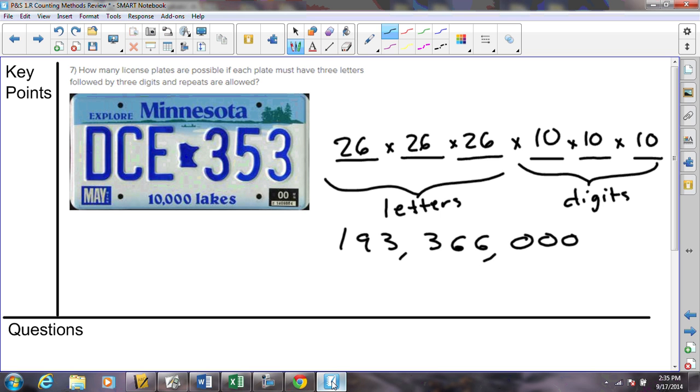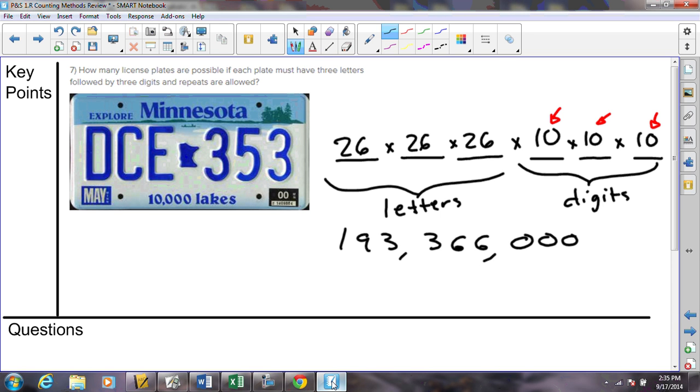Of course, if you're watching on the video, you can backtrack and look at the screen and see that I had 10 typed in 3 times. But what I'm recognizing is, since I'm multiplying by 3 tens, my answer should have 3 zeros at the end. And it does. Yeah, kind of a lot. Minnesota could have 193,366,000 different license plates.